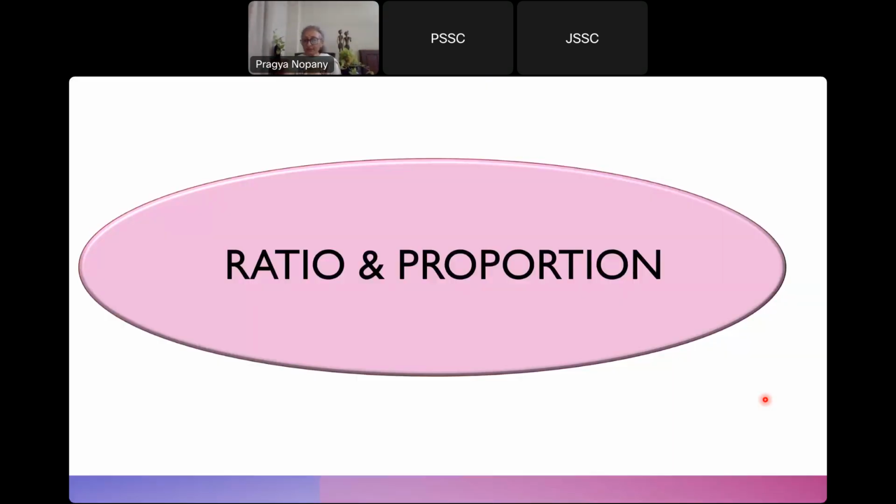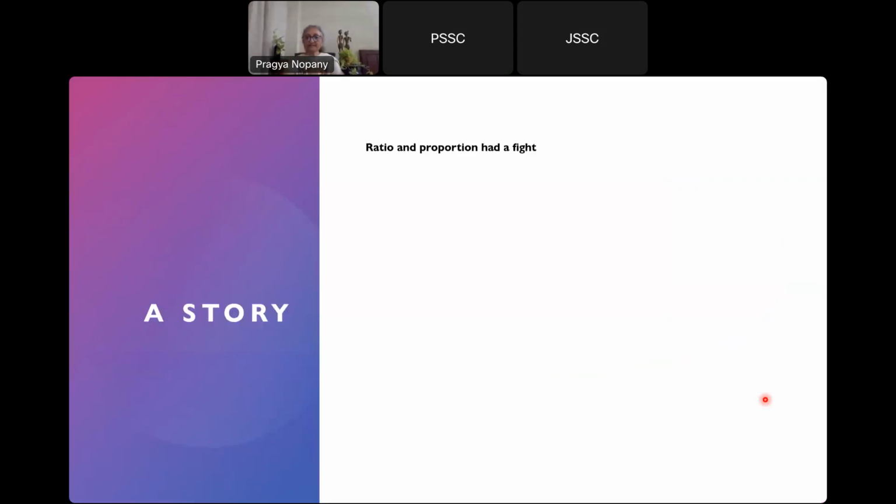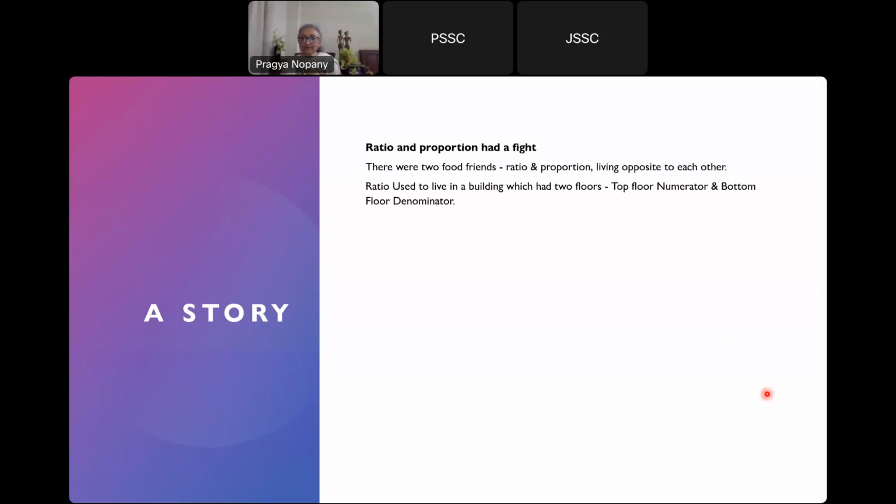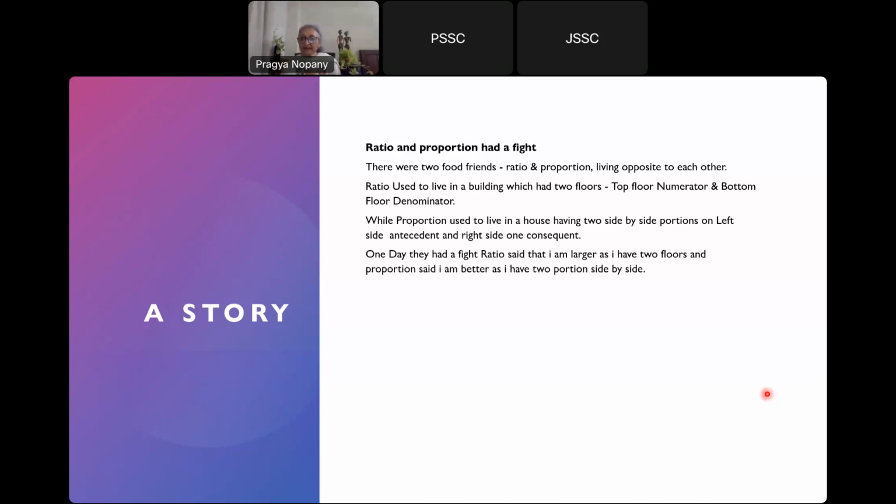Then ratio and proportion can be beautifully shown through multiple artistic forms. One is the story that I would like to tell you. So this is a story about ratio and proportion having a fight. There were two good friends, ratio and proportion, living opposite to each other. Ratio used to live in a building which had two floors, top floor numerator and bottom floor denominator, while proportion used to live in a house having two side-by-side portions, on the left side antecedent, and on the right side consequent. One day they had a fight.